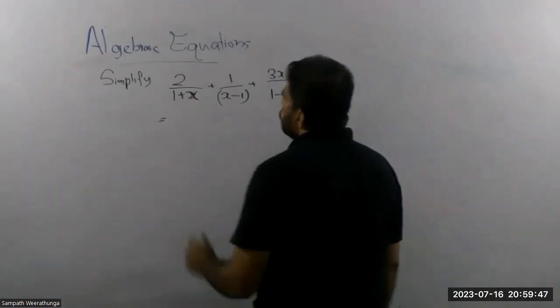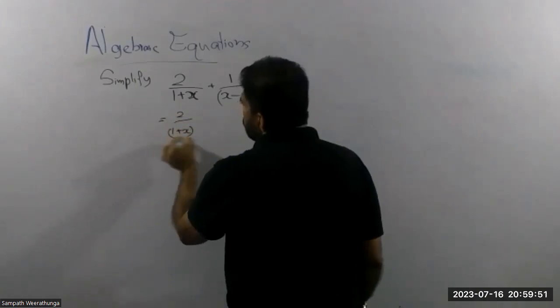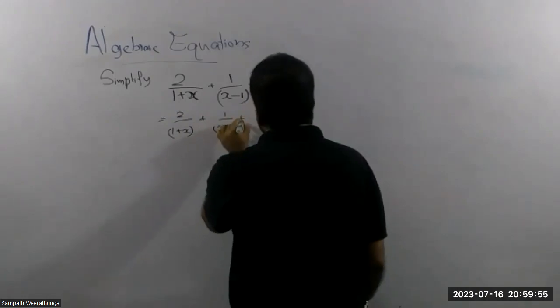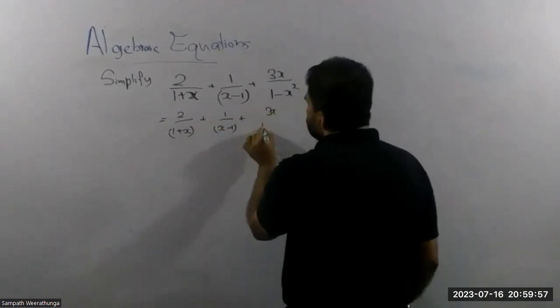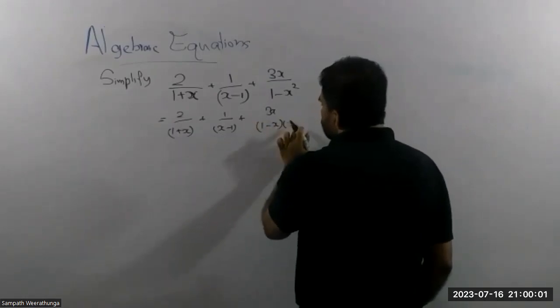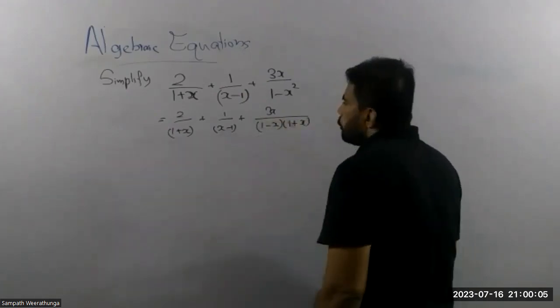See? Here, I know I cannot factorize this further, and this too. But here I can factorize this as difference of squares.